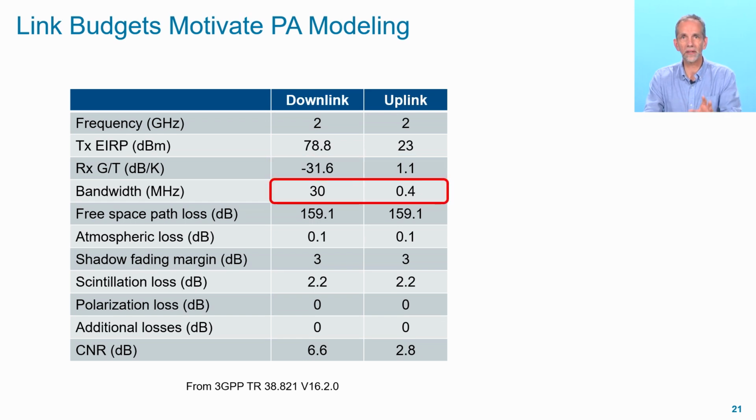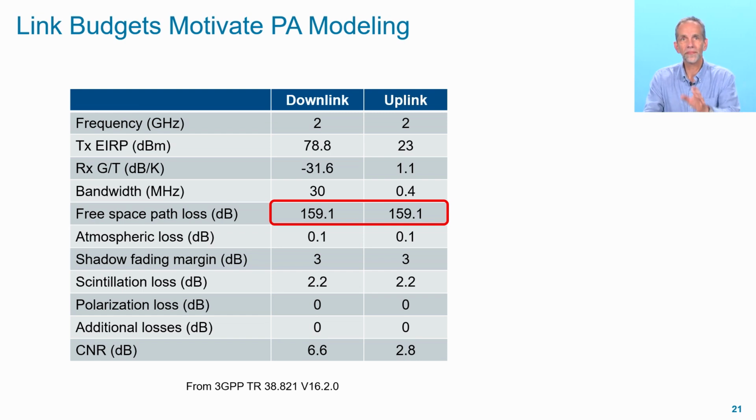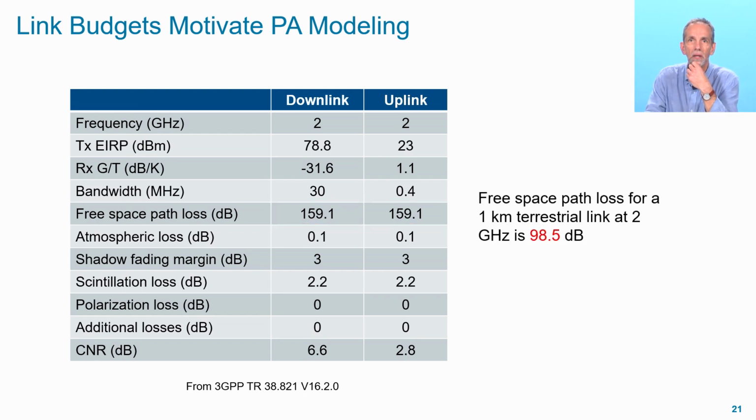The bandwidth on the downlink is much, much larger than on the uplink because the downlink is probably going to be serving multiple users. The uplink will only be serving one. The free space path loss. Well, in isolation, we can't really tell if that's high or low until we look at the equivalent 1 kilometer terrestrial link at 2 gigahertz. Wow. That is 60 dB of difference. That is a big architectural difference that implicates RF and antenna design changes.